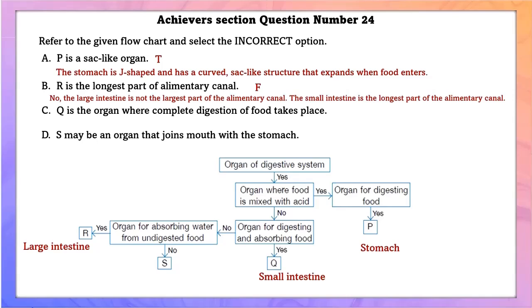C. Q is the organ where complete digestion of food takes place. Q is true. And the D option, S may be an organ that joins mouth with stomach, may be true. Since they have asked for the incorrect option and we are sure that the B option is incorrect, the correct answer is the B option.